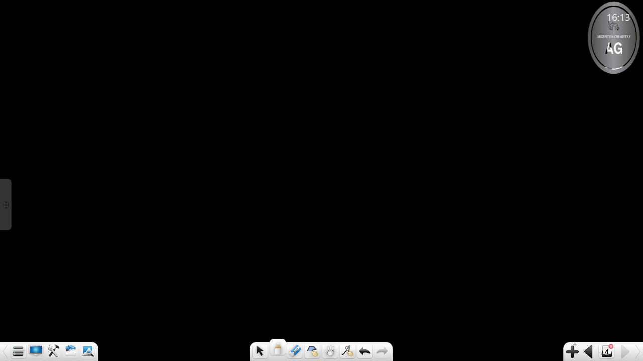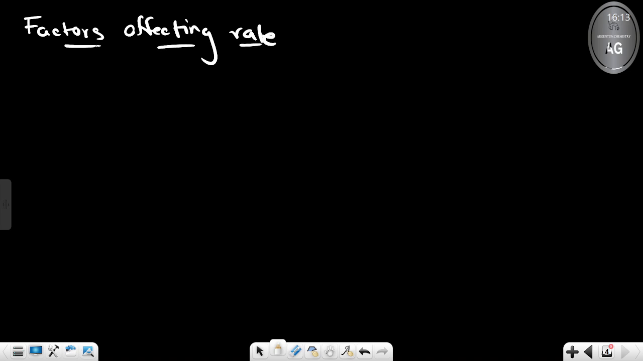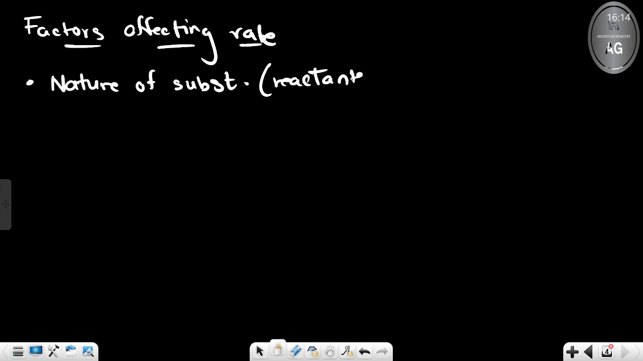Okay, next. There are some factors affecting rate. There are some factors which affect the rate of reaction. So what are the factors that will affect rate? We are just going to define the factors. Number one, nature of substance. Which substances will undergo a faster rate of reaction? The substances are basically the reactants. So, nature of the reactants.